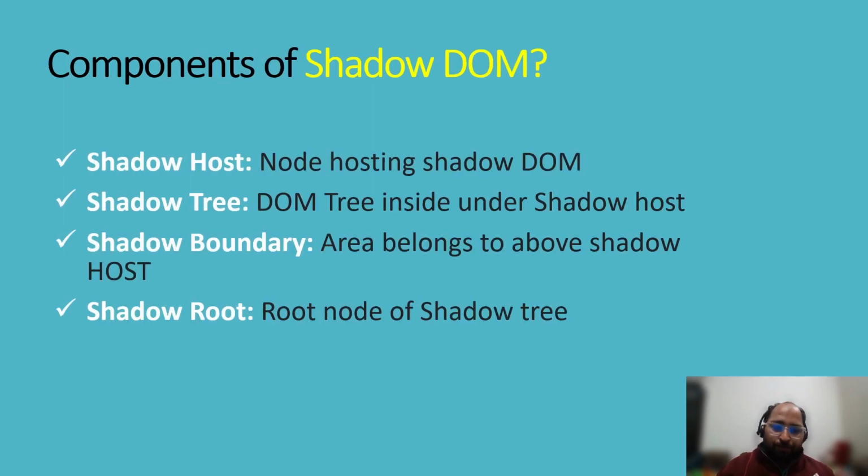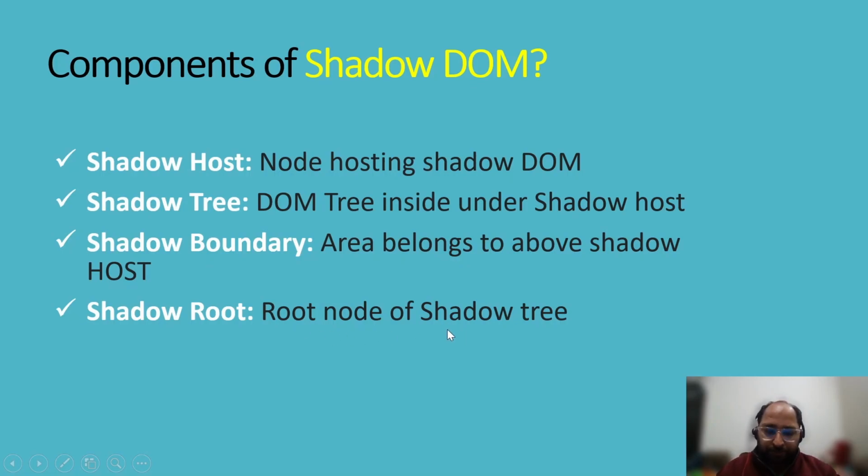Now let us try to understand what the different components of shadow DOM are. So we have the shadow host. This is the node of the regular DOM where the shadow DOM is getting attached, right? And the nodes under the shadow DOM are known as shadow DOM nodes, and this particular section is known as the shadow tree, right? Moving on to the shadow boundary: shadow DOM will start from one section in the regular DOM and will end at one section in the regular DOM. That particular section is known as the shadow boundary. And the root node of shadow DOM is known as the shadow root.